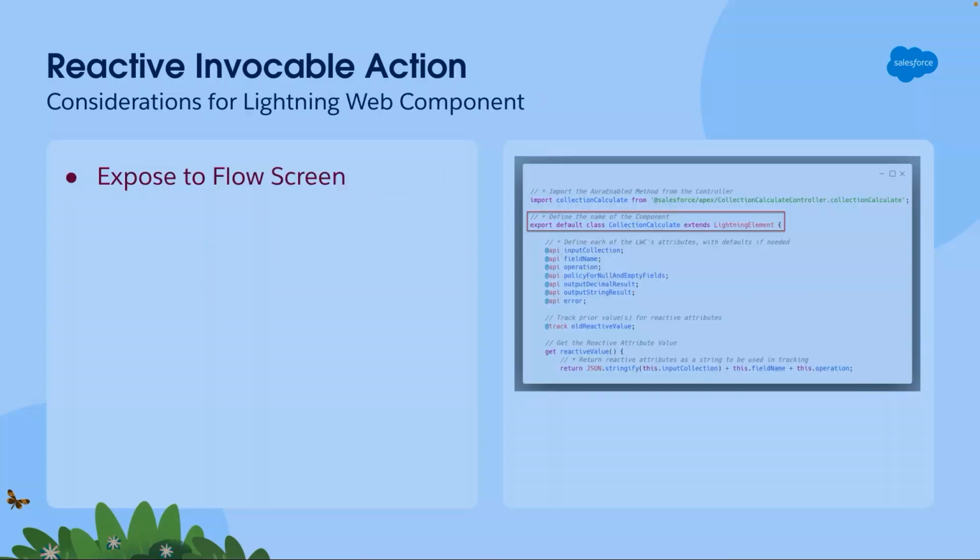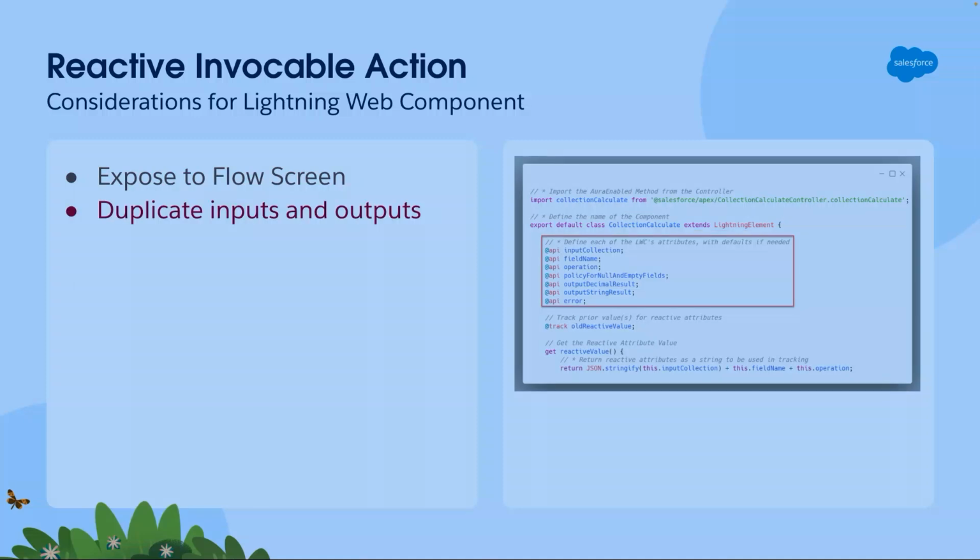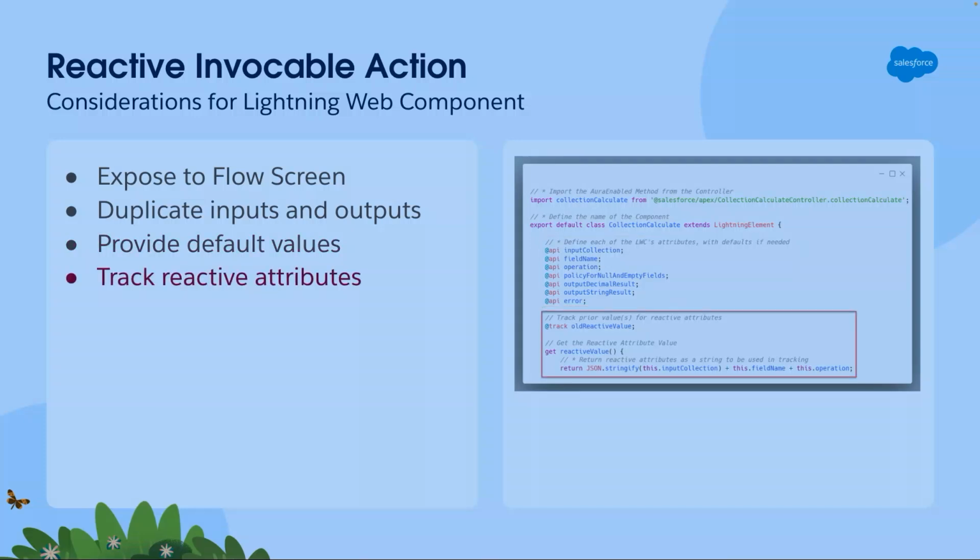Looking at the Lightning Web component, again, the code's probably not readable here, but you will have examples that you can follow in the resources. Basically, the various steps in the Lightning Web component are: we need to expose it to the flow screen. We're duplicating our inputs and our outputs that are going to be required by the invocable action. We'll set any default values, if necessary, in that code. And then we track any of these attributes reactively.